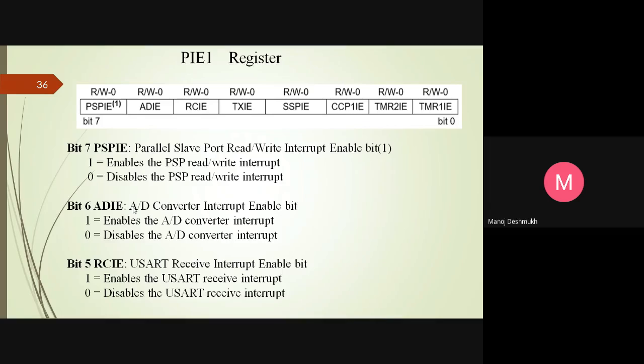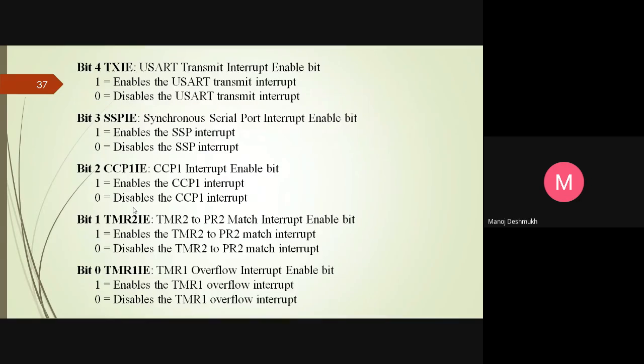Similarly, for the remaining bits, that is TX for transmission or transmit interrupt. If you want to detect the transmission interrupt, initially you have to enable this bit, and only then are we able to detect the transmit interrupt, which is available in the next register. If it is 0, it disables, and if it is 1, it enables the transmit interrupt.